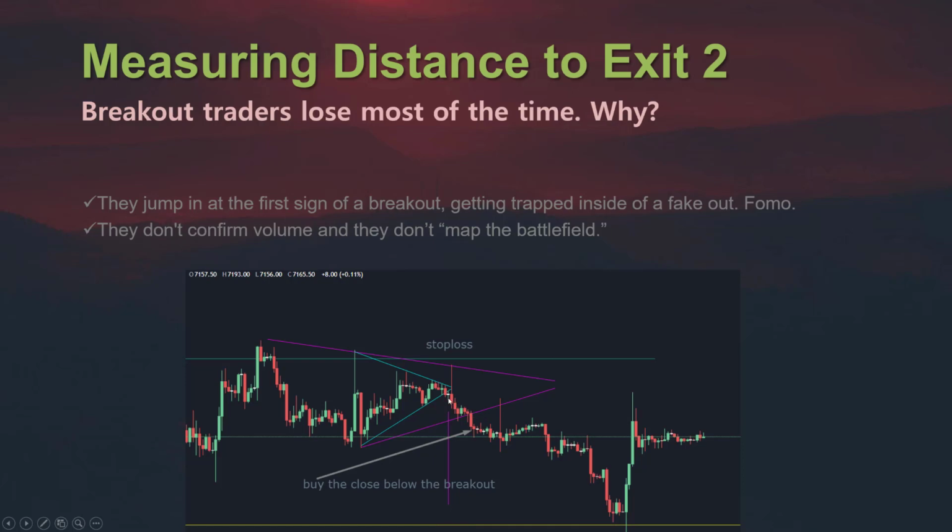Because now you have to make a decision. Do I wait for the price to come back to the origin of the impulse? Or do I market buy into it and ride the wave?